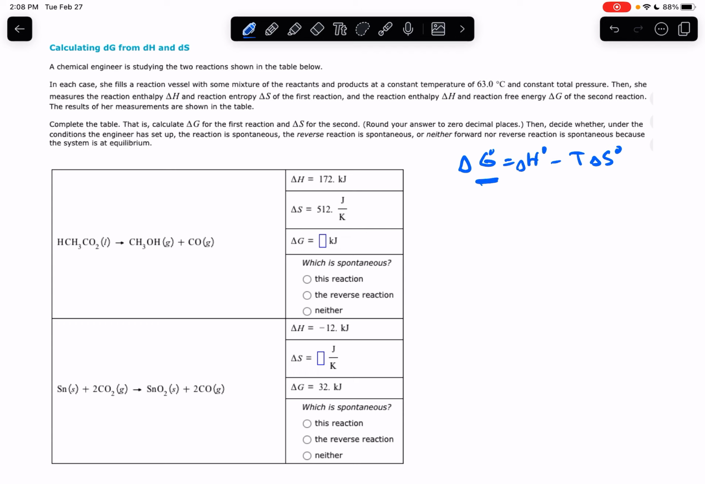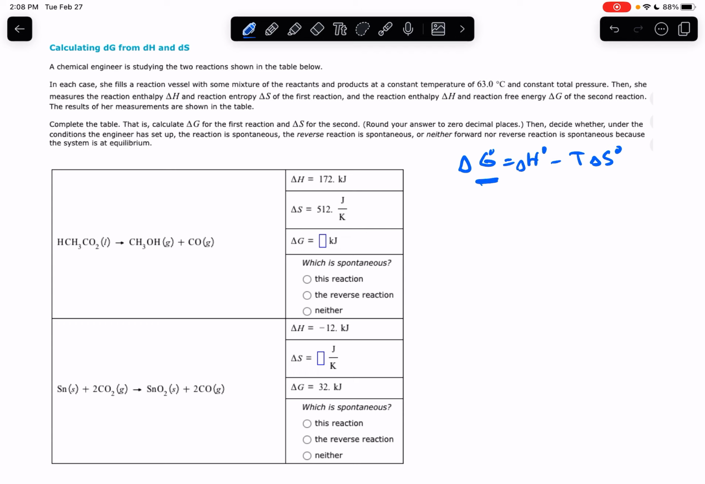So here they're asking us to solve for different things in the problem. In the first case, we're asked to solve for a change in G. And the second thing we're asked to solve for is a change in S. Now, the equation that ties these all together is ΔG = ΔH − TΔS, and these are all under standard conditions. But yeah, so I could put these zeros here.